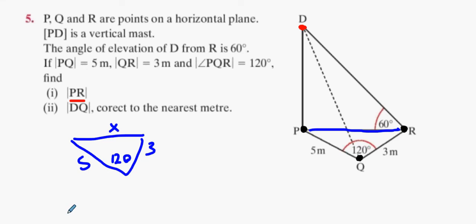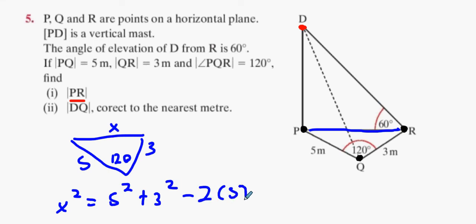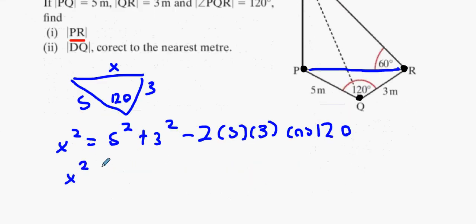So we're going to say x squared equals 5 squared plus 3 squared minus 2 times 5 times 3 cos 120. If anybody has that answer available, that would really streamline the process. 49. X squared equals 49 and x equals 7. Awesome. Does an answer of x equals 7 make sense? And why does it make sense? Largest angle looks at largest side. 7 is the largest side, 120 is the largest angle. That answer makes perfect sense to me.